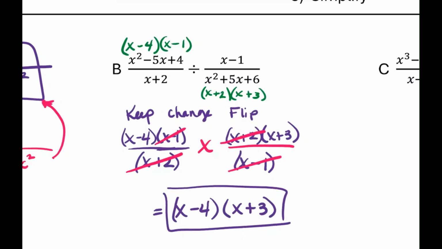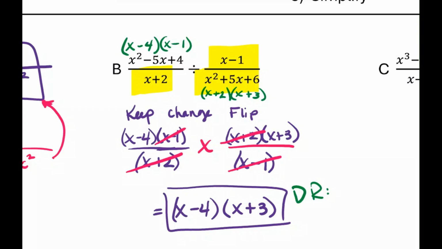So that's my final answer. And then if we look at our domain restrictions, I said that it can't be in a denominator, so it can't be here or here. And then once we flip it, this is also a denominator, okay?